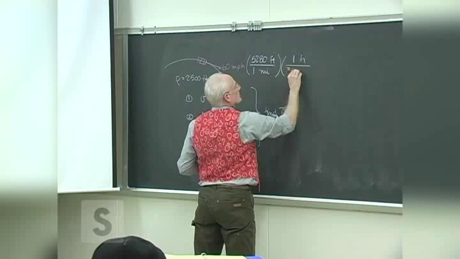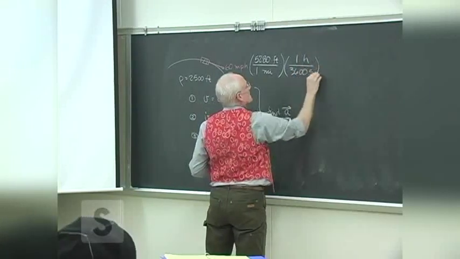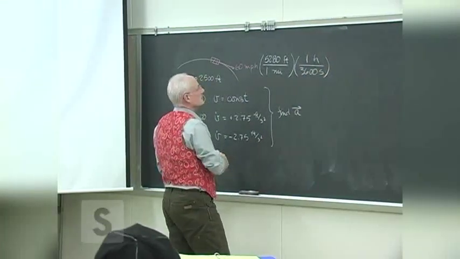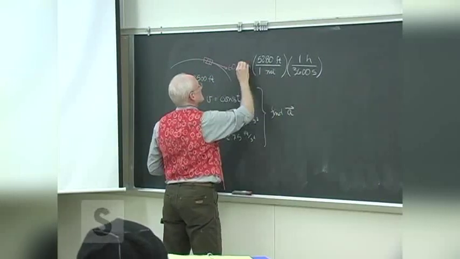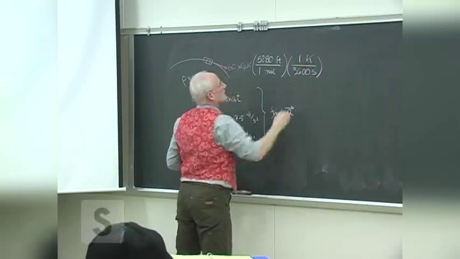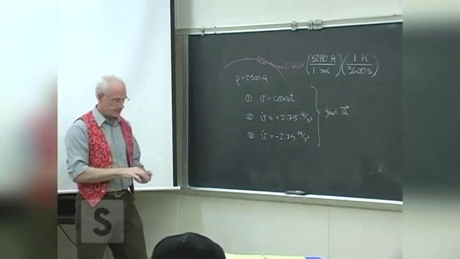And then 1 hour is 3,600 seconds. So we get all the pieces to cancel. So we get feet per second.